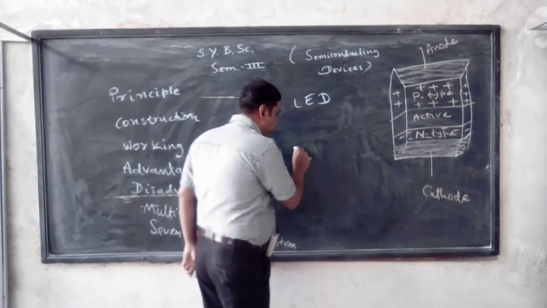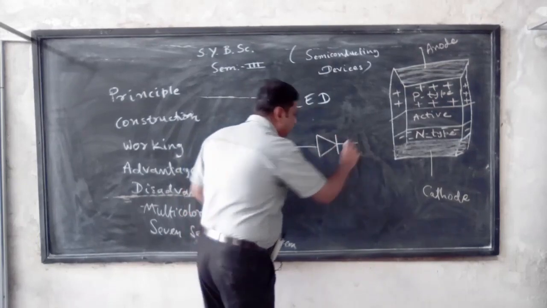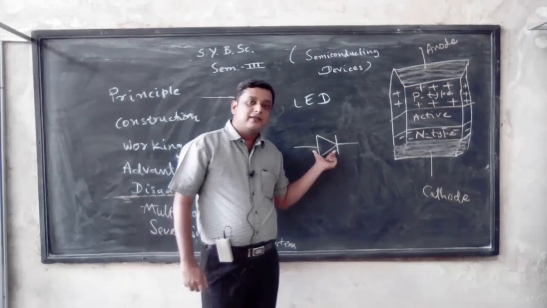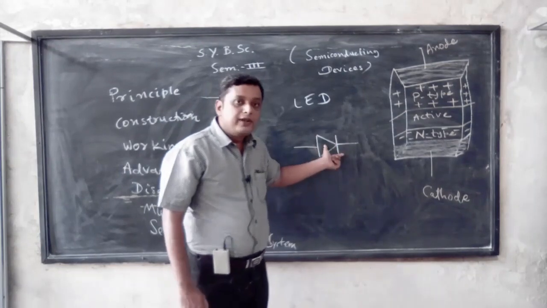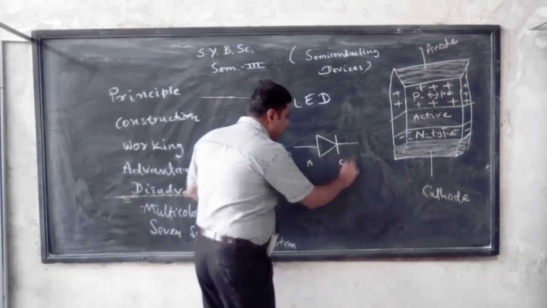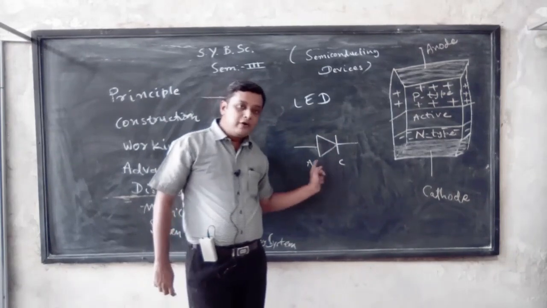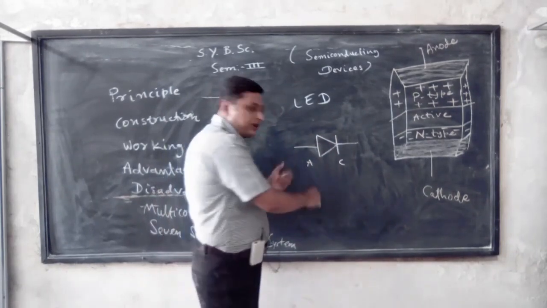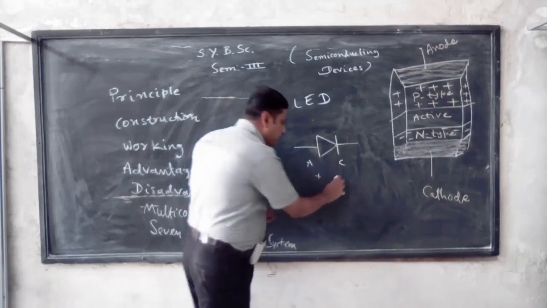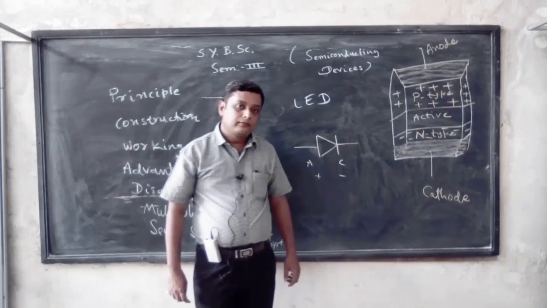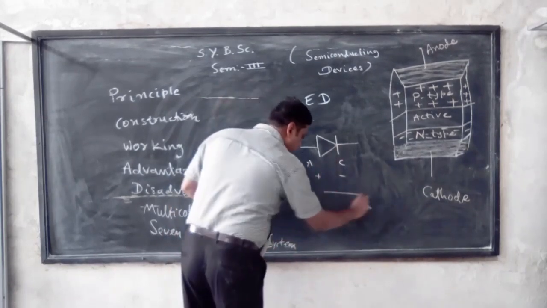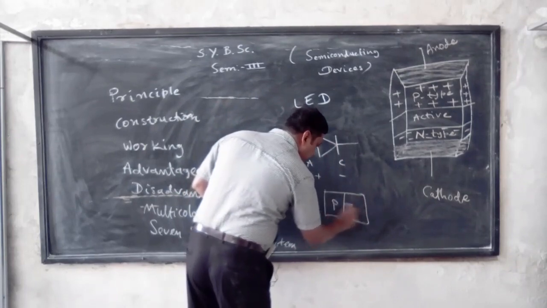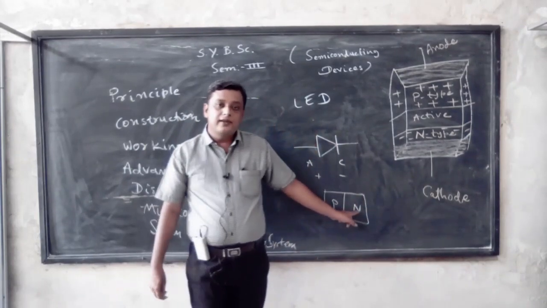Symbol of LED. Actually, I have drawn this symbol. This is the symbol of diode. This diode is made up of anode as well as cathode. Anode will act as a positive terminal. Cathode will act as a negative terminal. Actually, this is a PN junction diode.